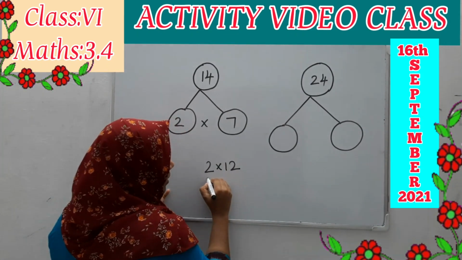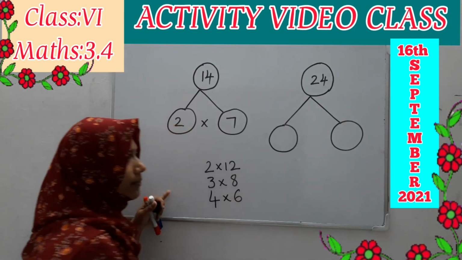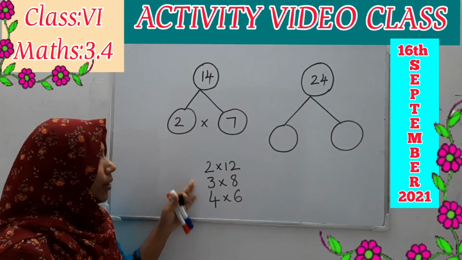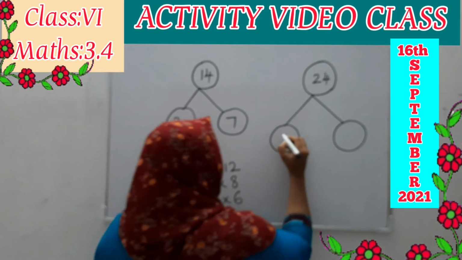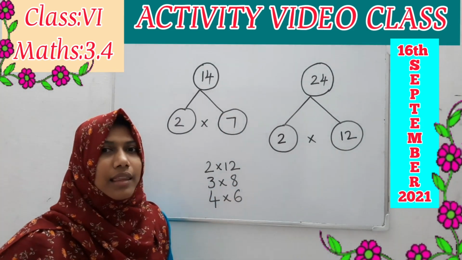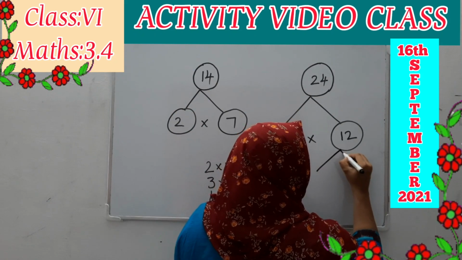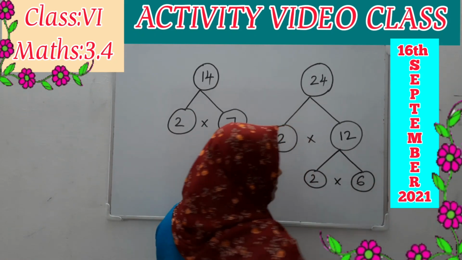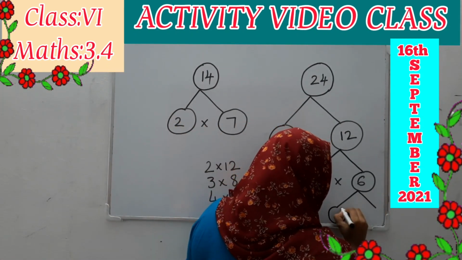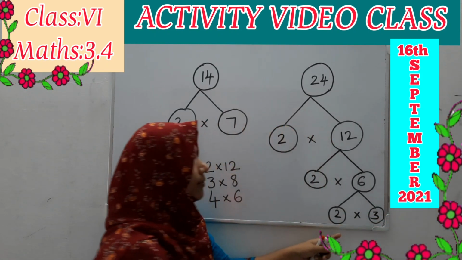Then 3 into 8, 4 into 6. These are all product forms of 24. If I take 2 into 12, 12 can be taken as 3 into 4 or 2 into 6. Here I can take it as 2 into 6. Now 6 can be taken as 2 into 3. Got it?